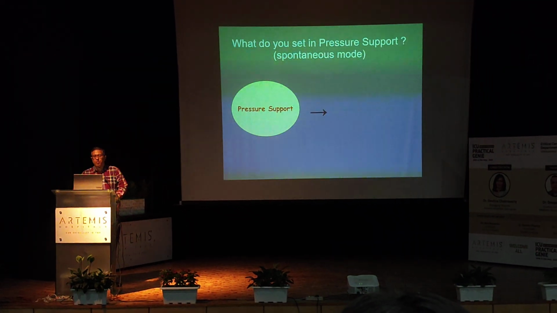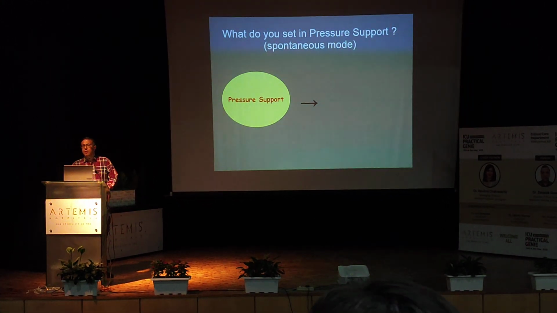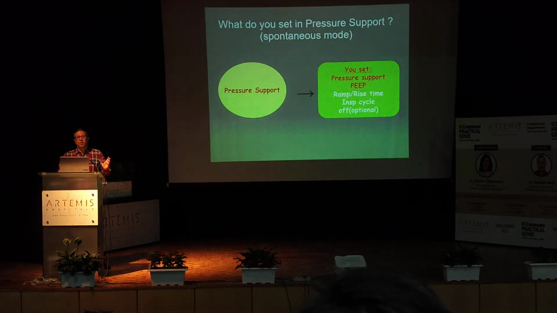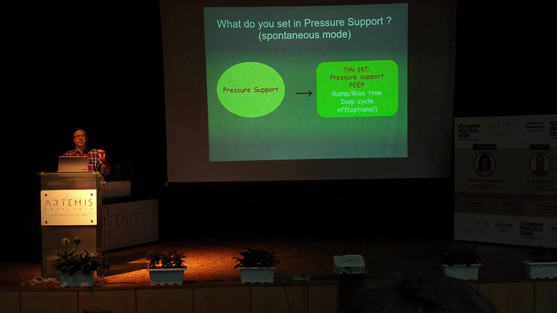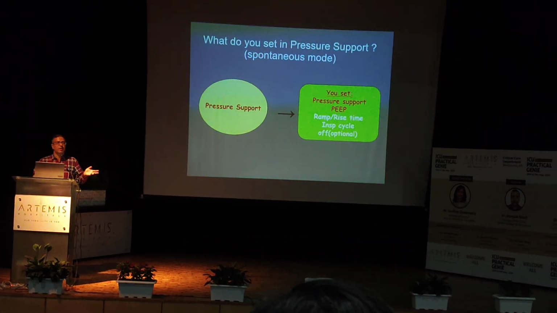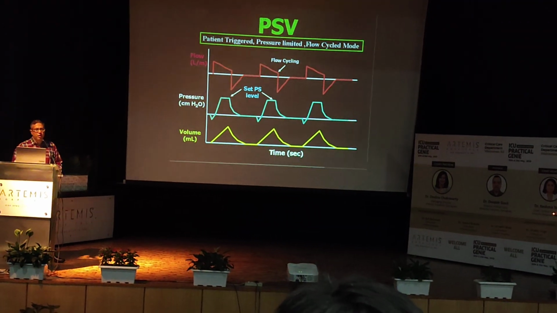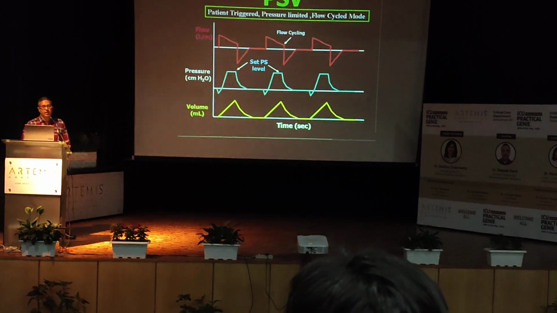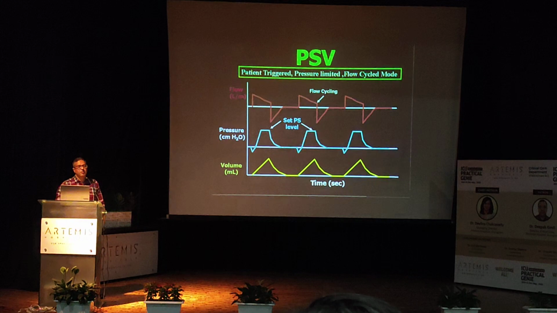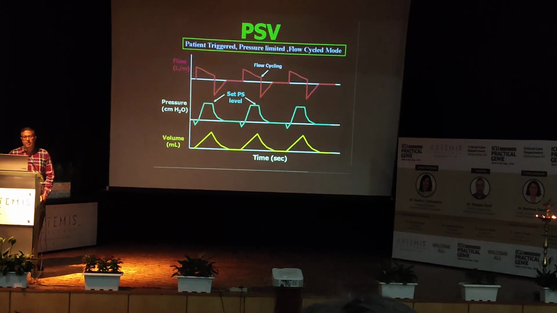What all do you set in pressure support mode? Pressure support and PEEP. In some ventilators, you can also set the cycling, at what percentage of the highest flow you can cycle. Normally it's at 25 to 30%, but in some ventilators you can actually set it. This is how the graphics of pressure support ventilation look. See, this is the flow cycling. It does not reach the baseline, it's set at 25% of the highest flow. When this is the highest flow and it reaches 25%, there is flow cycling.